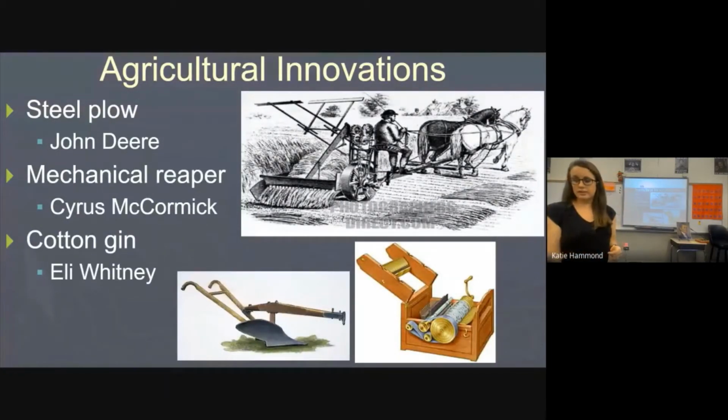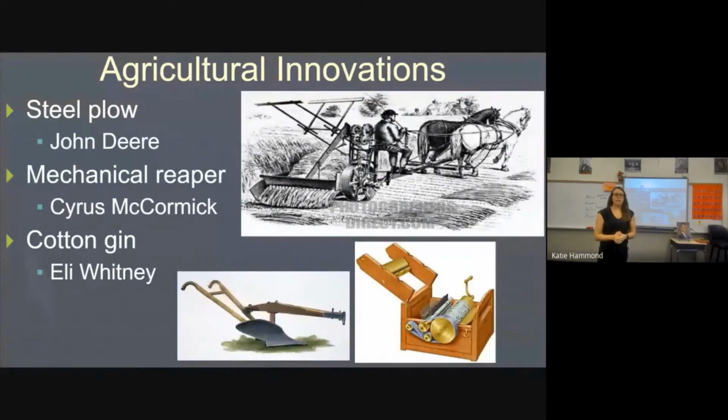The picture of the mechanical reaper is up top, that larger picture. What this did is it harvested crops 7 times faster than by hand. Remember, 7 times faster than by hand. In case you don't know what harvest means, the crops are in the ground and you need to pull them out of the ground so you can sell them. That's what we mean by harvesting.